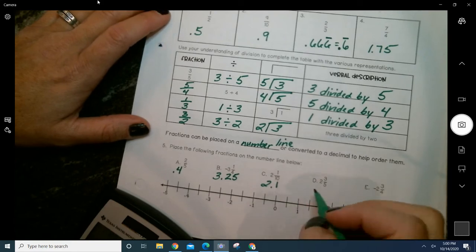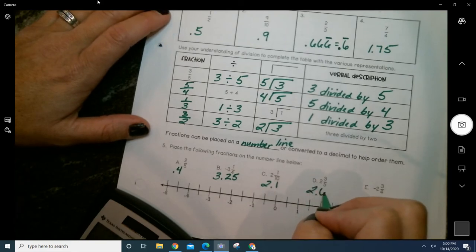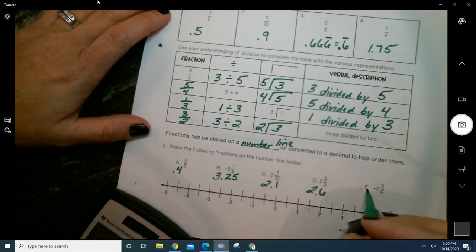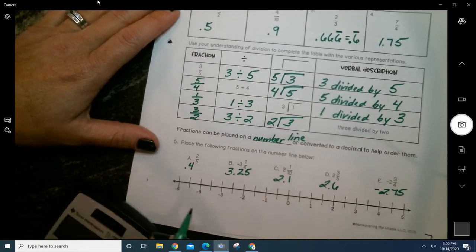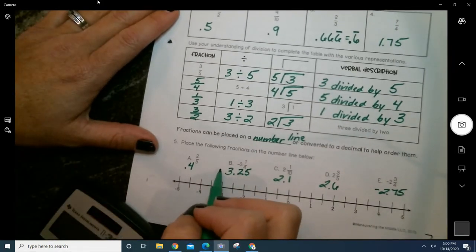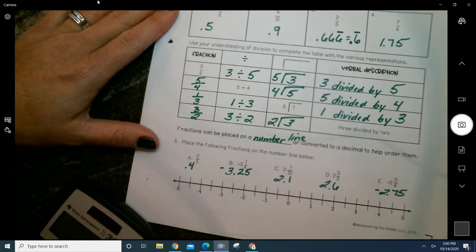All right, for D, you should have gotten 2.6. And for E, you should have gotten negative 2.75. And I just realized I made a small mistake over here on B. I didn't put my negative sign there.